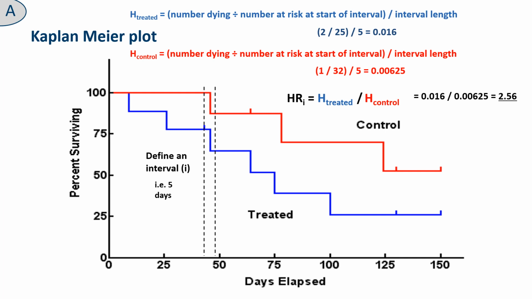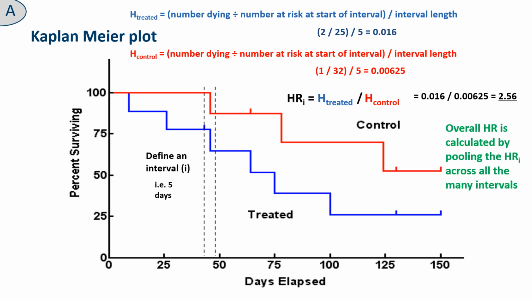Now that's just the hazard ratio for that interval. What we want to know is the overall hazard ratio across all the small intervals. And you'd simply do some kind of mathematical pooling, not unlike the kind of pooling that you do in a meta-analysis, to be honest.